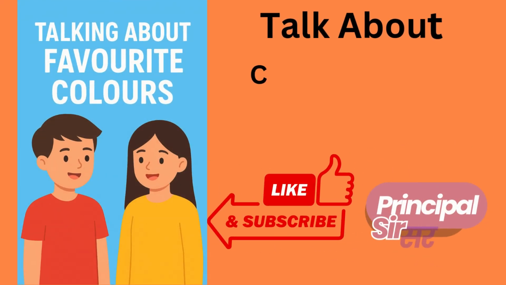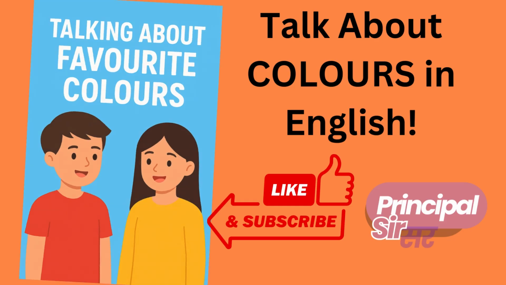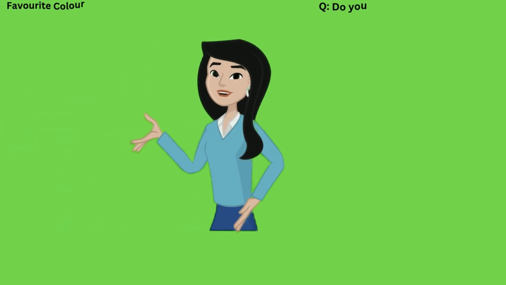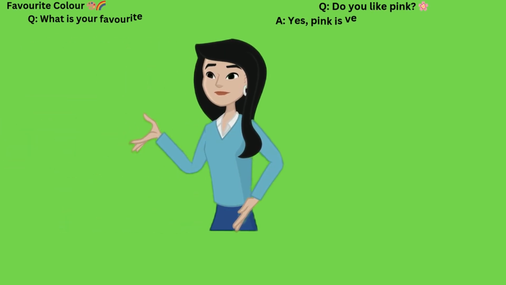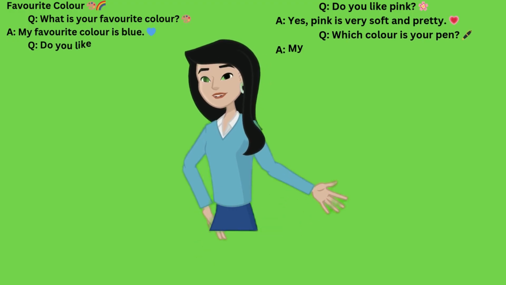Talking about favorite colors. In this part, you will learn how to talk about colors in English. Colors are a fun and easy way to express your likes and preferences. These simple questions and answers will help you practice speaking about your favorite colors in daily conversations. 1. Question: What is your favorite color? Answer: My favorite color is blue.